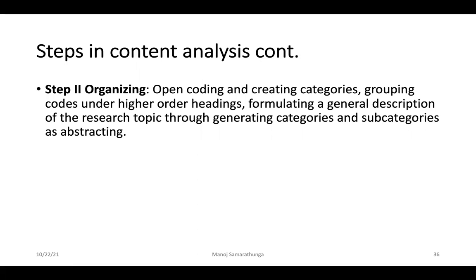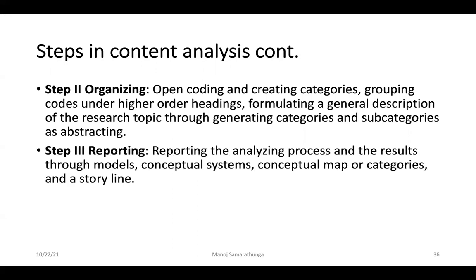Number two, after identifying the data to be fed into NVivo, and when we have an idea how we are going to code our data, we need to organize them. Open coding and creating categories, grouping codes under higher order headings, right? We have these parent codes and child codes, as you remember, and formulating a general description of the research topic through generating categories and subcategories as abstracting, that can also be done.